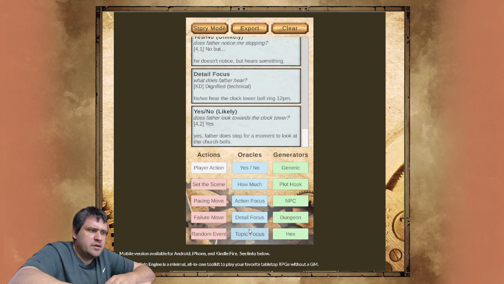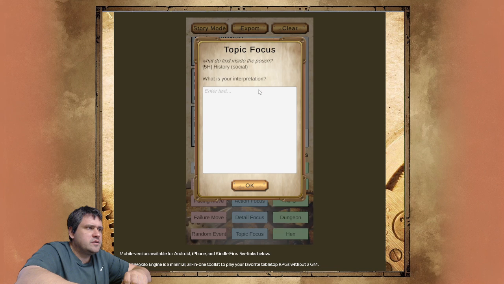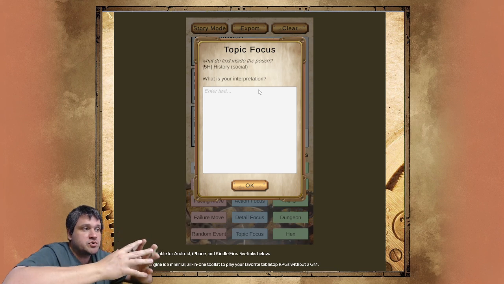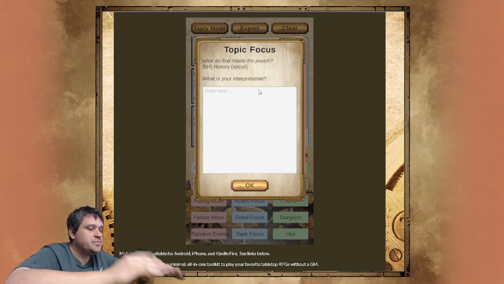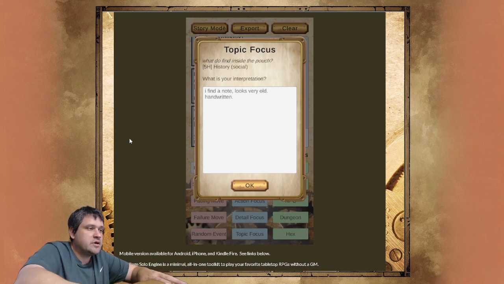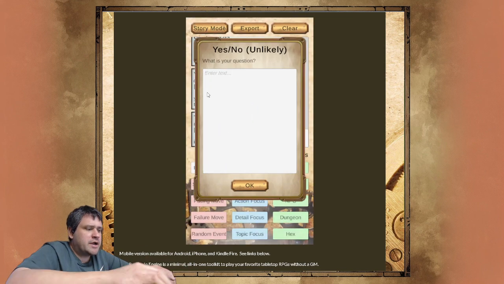Let's do topic. We open the pouch. What do I find inside the pouch? Let's see. History. Okay, so a letter, perhaps, or some artifact of sorts. History, social. Maybe a document. I find a note. It looks very old, handwritten. I'm gonna say unlikely. If I'm just a kid, do I recognize the writing on the note?